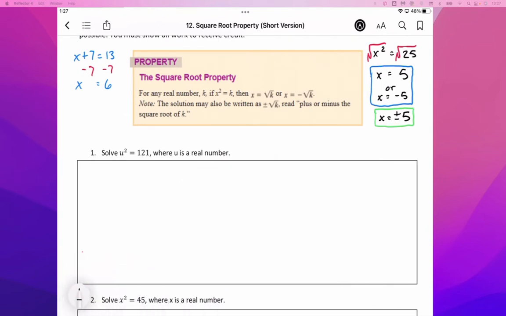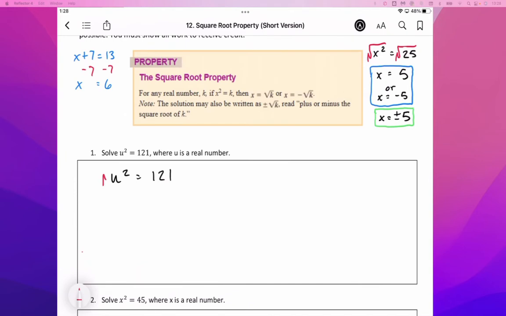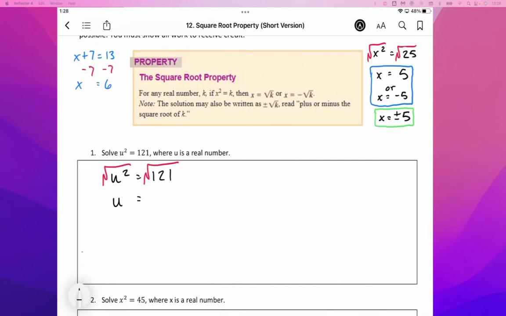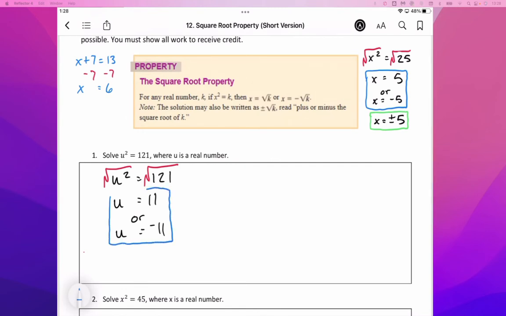We have u squared is equal to 121. And so we want to get u by itself. And so to do that, we need to do the inverse of squaring it, which is to take the square root. And the square root of u squared is u. The square root of 121 is 11, because 11 times 11 makes 121. But we can't forget u could also be negative 11, because negative 11 times negative 11 also makes positive 121.